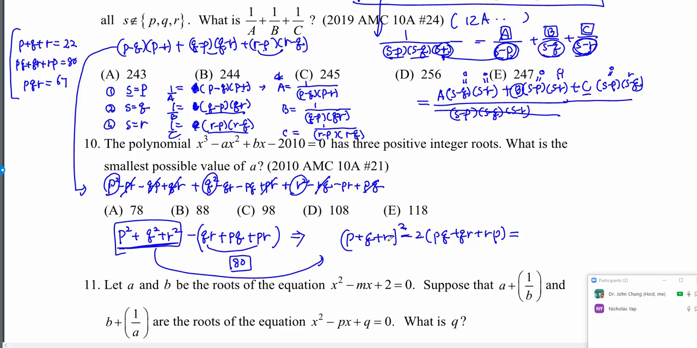All right. So P plus Q plus R is how much? That is 22. Wow, this is correct? So complicated, okay? Anyway, we try. Okay, this one is 22 squared is what? 484. Minus 2 times PQ, this is 80, 160. 484 minus 160 is how much? 324, yeah. This is 324, wow. So 324 minus 80 is how much? 244, we got 244, that's no answer.